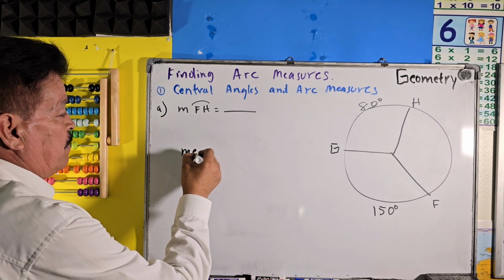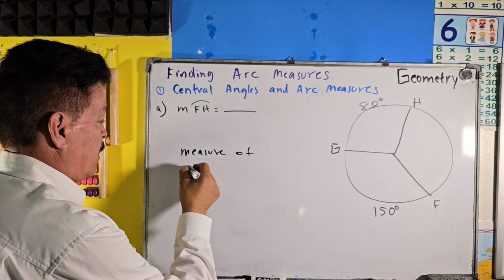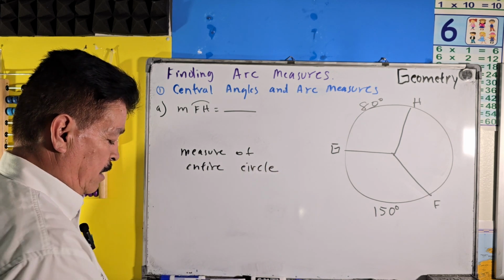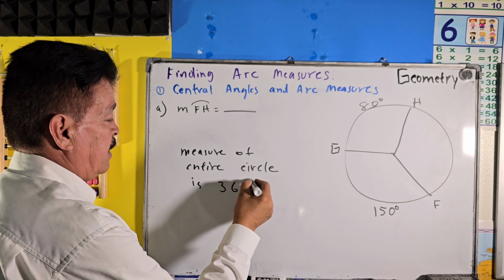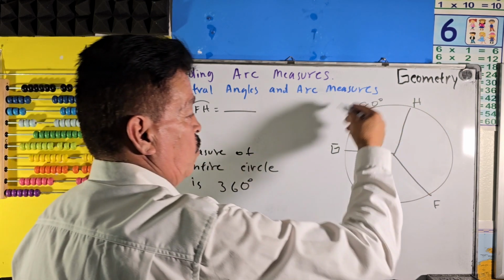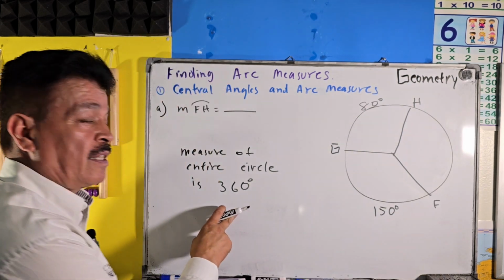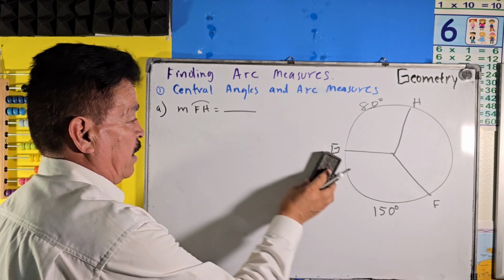So the measure of a circle is 360 degrees. I mean the total round, right? This is the main key to solve or to work in our class today.